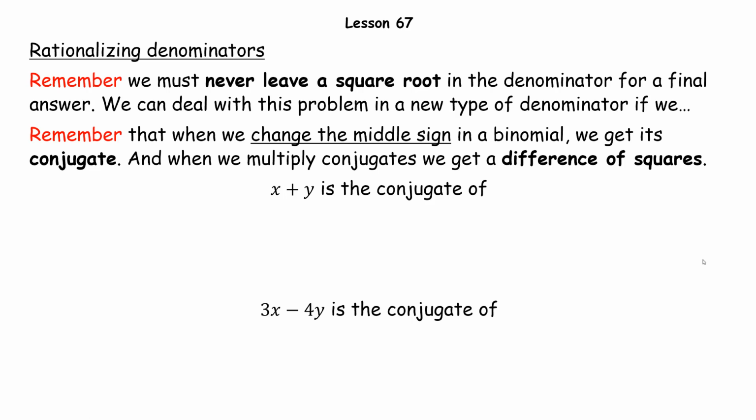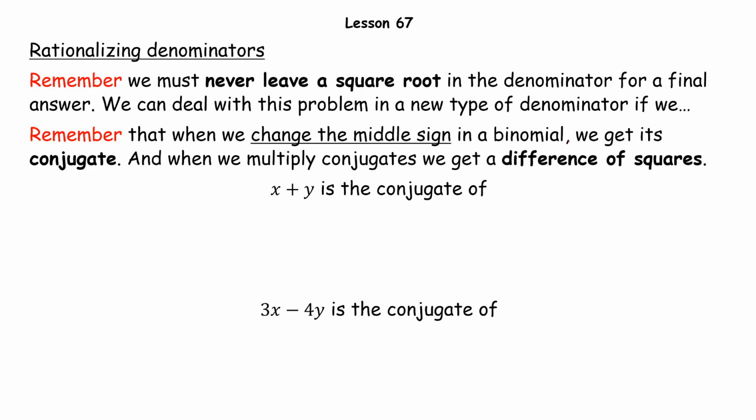Lesson 67 is about rationalizing denominators, which I just mentioned. We're remembering two things. One is that you should never leave a square root in the denominator of a fraction. And second of all, if you have a binomial, which is just a polynomial that has two terms, something plus something or something minus something, and you change the middle sign of the binomial, the new thing you have is called the conjugate of what you started with.